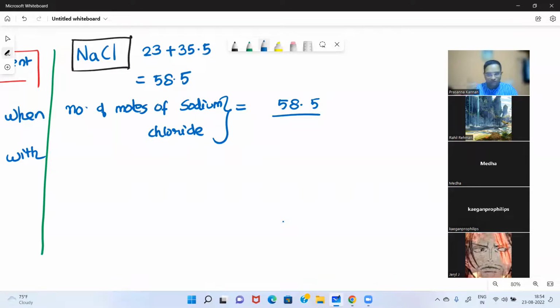So given mass is also 58.5 grams. Your molecular mass is also 58.5. Therefore, you get the number of moles of sodium chloride as 1. So we will call it N1, the number of moles of sodium chloride.